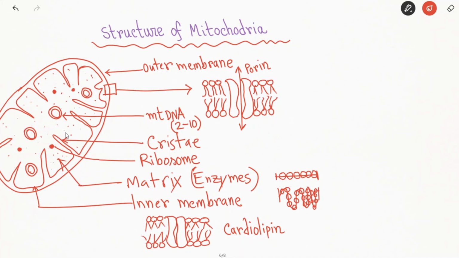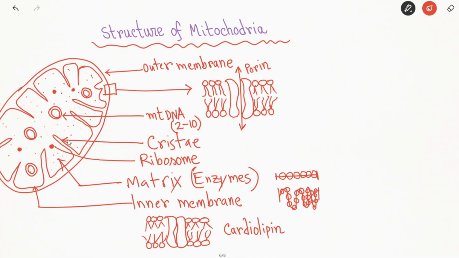So let's summarize. It is a double membrane structure. It has an outer membrane, no folding, but it has porins, and through these porins, ions and small proteins can cross easily. And the inner membrane is folded, and these foldings are called cristae.